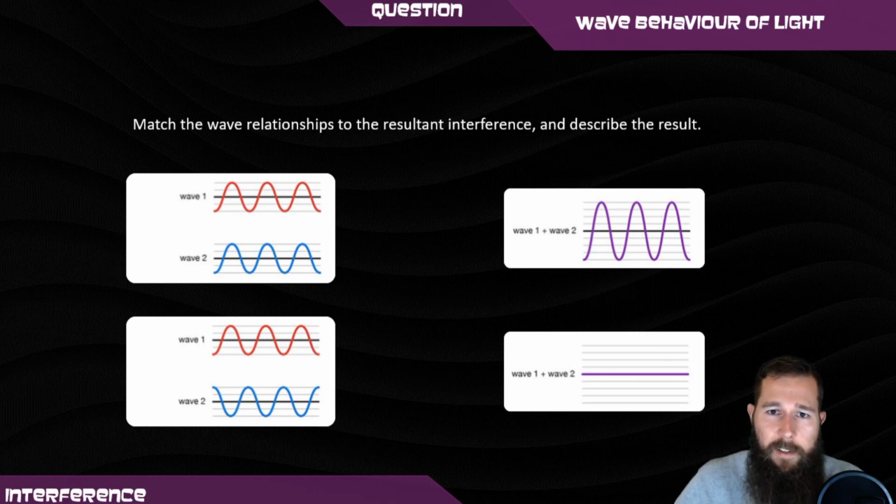We've got two scenarios here. If the two waves in one of the scenarios interfered, underwent superposition because of interference, match up the result on the right hand side.